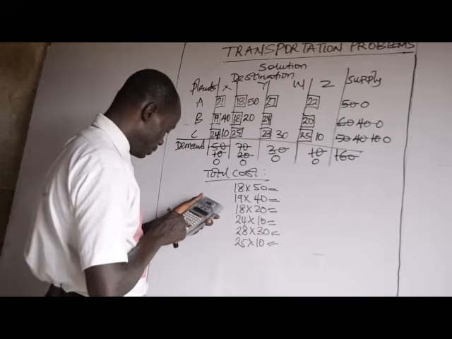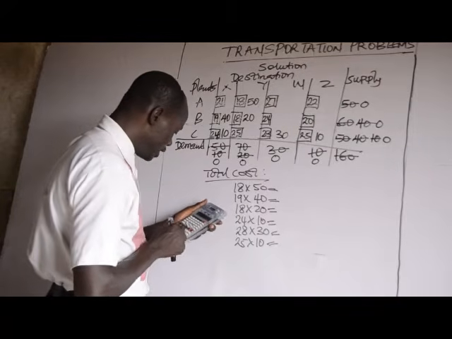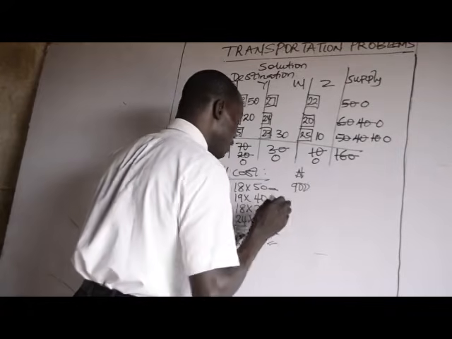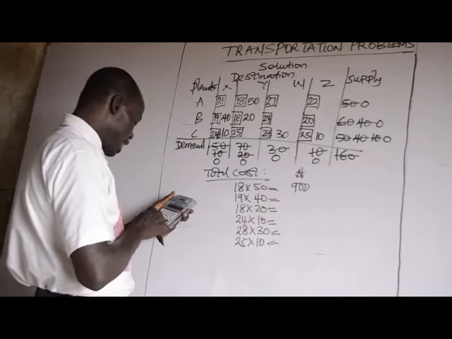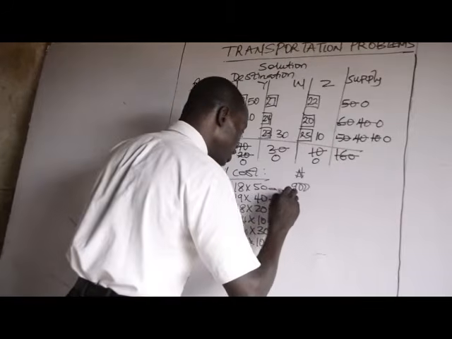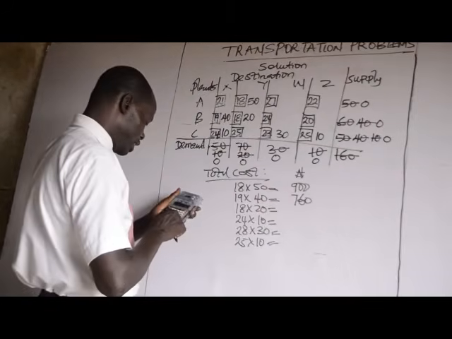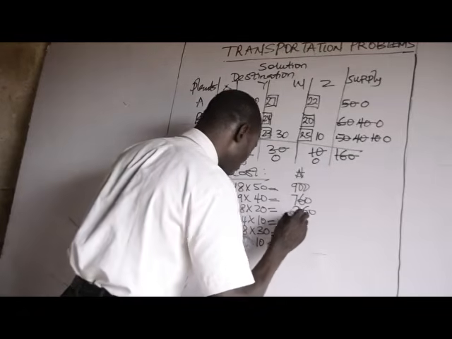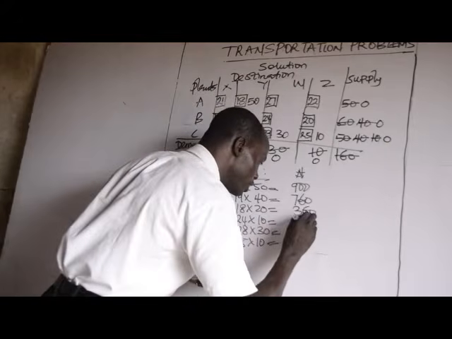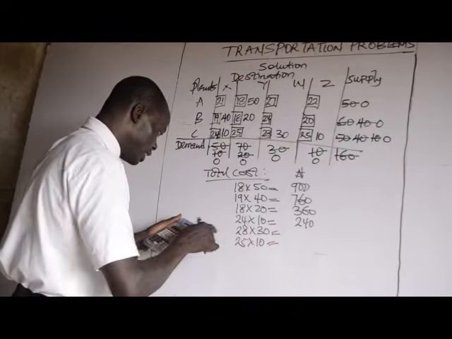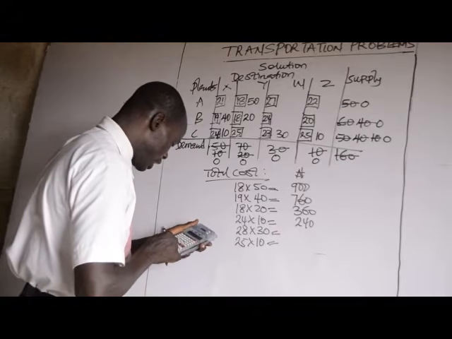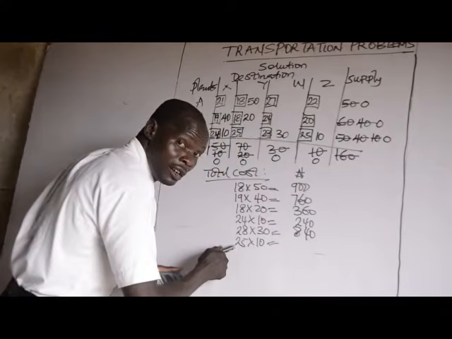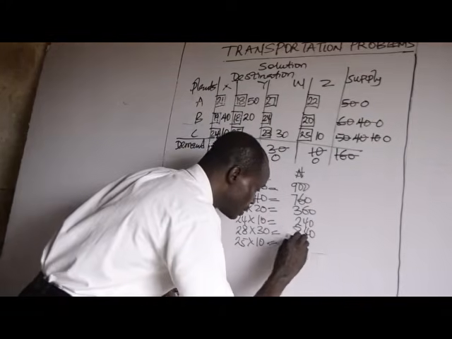Now, 18 times 50 gives us 900. Amount in naira, 900 naira. 19 times 40 gives us 760 naira. 18 times 20, we have 360. 24 times 10 is 240. 28 times 30 gives us 840. 25 times 10 is 250.